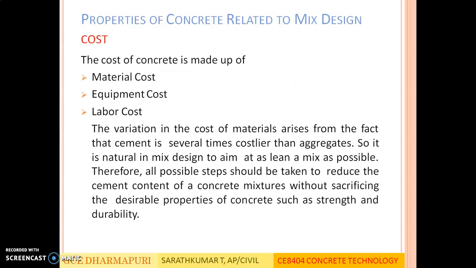Cost. The cost of concrete is made up of material cost, equipment cost and labor cost. The variation in the cost of materials arises from the fact that cement is several times costlier than aggregates. So it is natural in mix design to aim at as lean a mix as possible, meaning very little cement content. Therefore, all possible steps should be taken to reduce the cement content of concrete mixtures without sacrificing the desirable properties of concrete such as strength and durability.